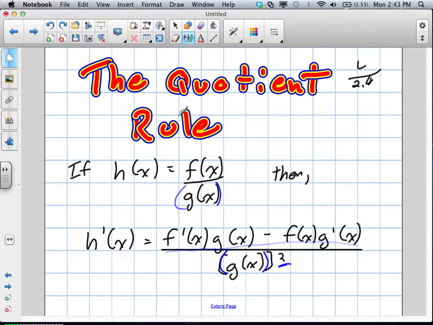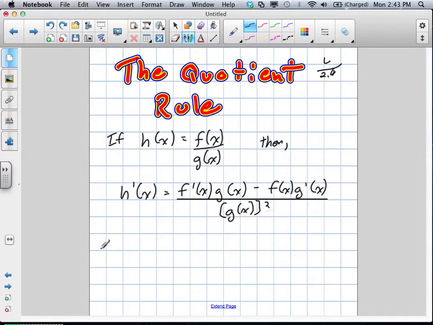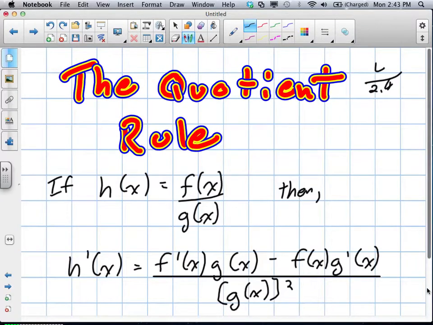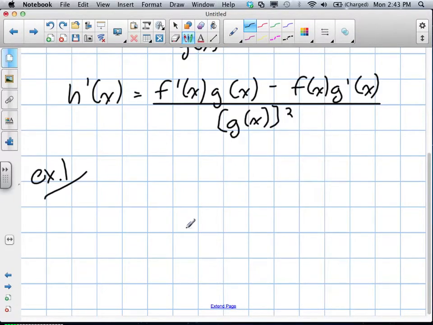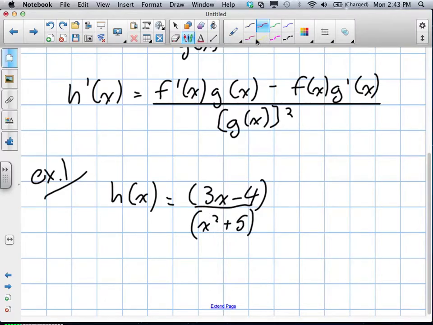Let's actually put this to use in a question here. So the very first example they've given you, example 1 says h at x is equal to (3x minus 4) over (x squared plus 5). Now they don't have brackets, but I put them around it for a reason. The reason I've done that is because I just want to denote that this will be our f at x function, and this will be our g at x function.